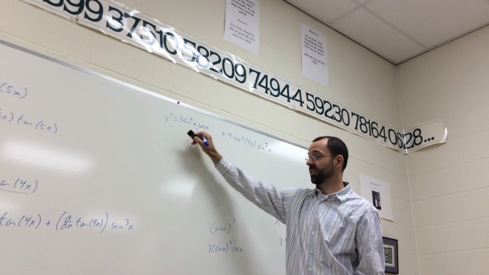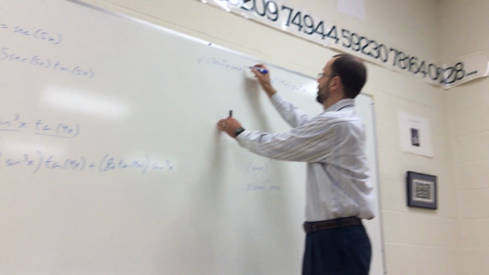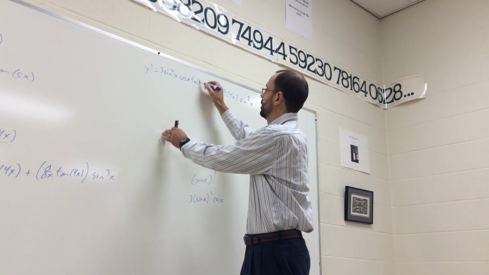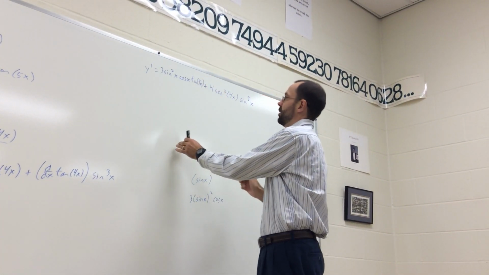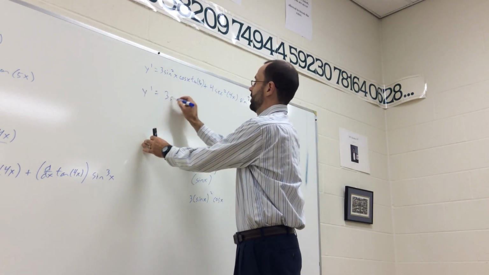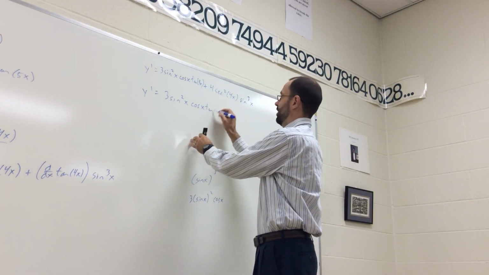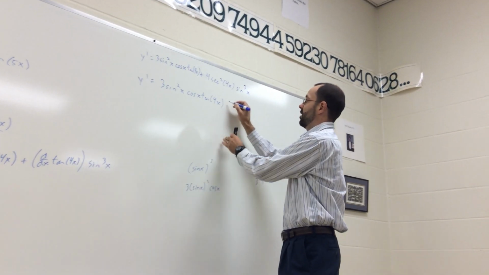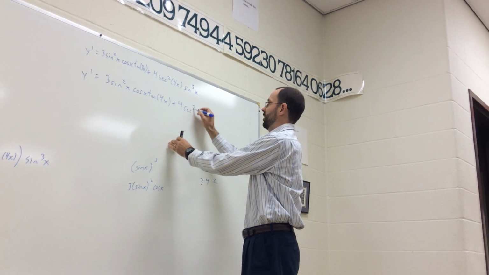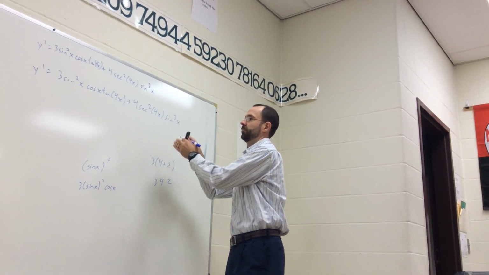Okay, so then to finish things out, I have to recopy this tangent 4x, right? I did this part first, so it messes up. Let me write it a little neater. It's 3 sine squared x cosine of x, tangent of 4x plus 4 secant squared 4x times sine cubed of x for the final answer.